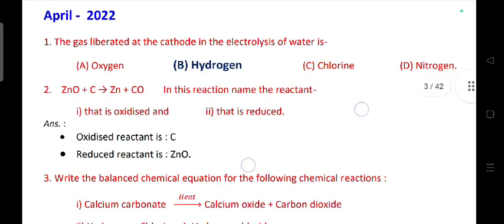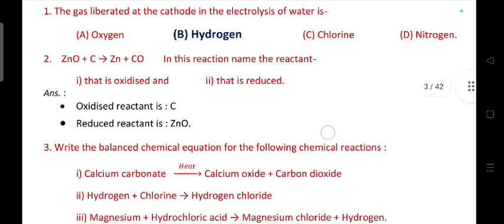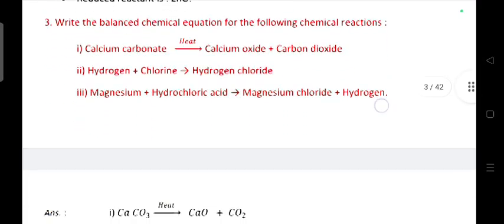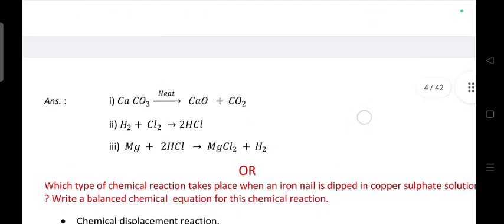The gas liberated at the cathode in the electrolysis of water is hydrogen. Then the reaction is given, name the reactant that is oxidized and the one that is reduced. The oxidized reactant is C and the reduced reactant is ZnO, that means zinc oxide. Write the balanced chemical equation of the following reaction. So the chemical equation is this.